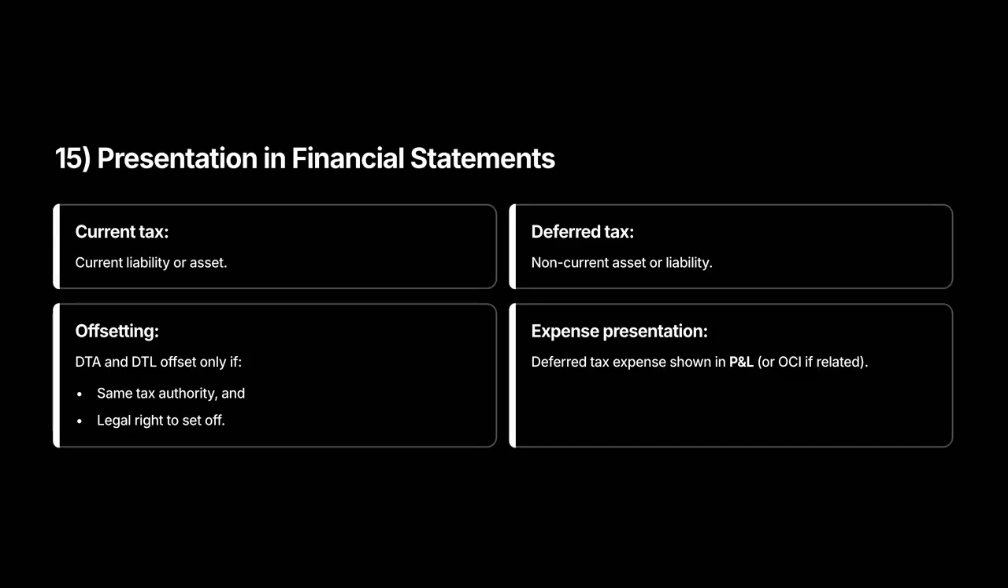Presentation in financial statements. Now, how do we show these items? Current tax appears as a current liability or current asset, depending on whether you owe or recover it. Deferred tax is always shown as a non-current item, either asset or liability. You can offset DTA and DTL only when both belong to the same tax authority and there's a legal right to set off. Deferred tax expense normally goes to profit and loss, unless linked to OCI or equity.